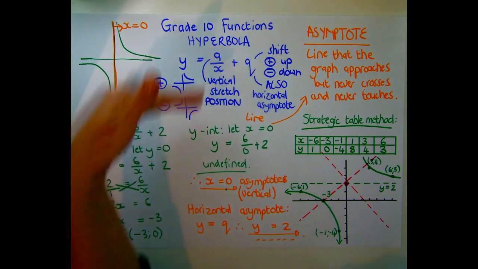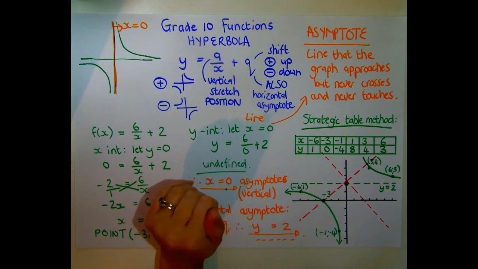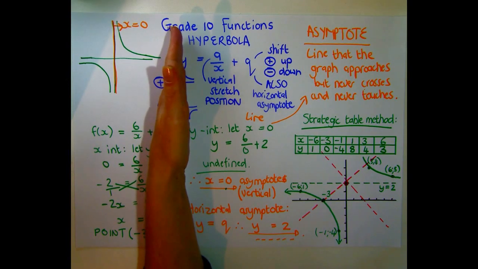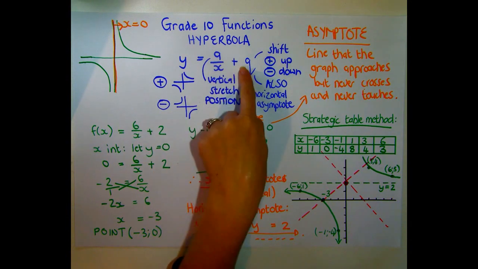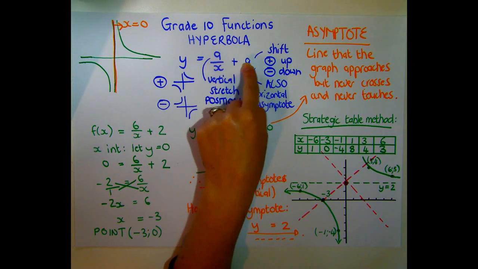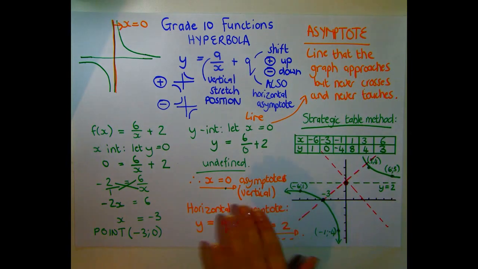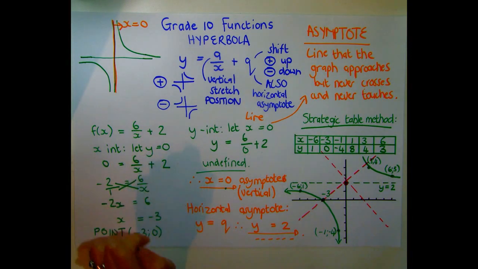Your q value will have shifted the graph up and down and changed the asymptote. The vertical asymptote is always, for these graphs, going to be the line x equals 0, but your horizontal one will change depending on the q value. An asymptote is a line that the graph approaches, but it will never touch and it will never cross the graph. When we are drawing these graphs, we need to find the x-intercepts, if there are any, and we need to find the y-intercept if there are any.